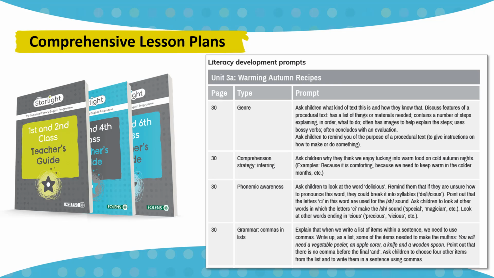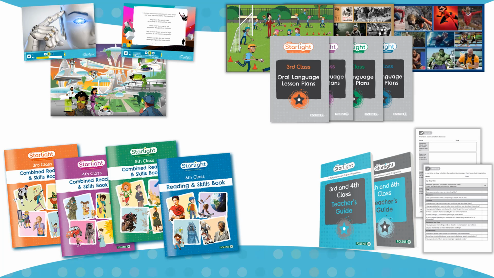They cover important aspects of literacy such as author intent, comprehension strategies, word study, phonics and grammar. With Starlight 3rd to 6th, you have a completely integrated literacy programme that meets all of your curriculum needs and gives you the most comprehensive support for teaching oral language of any literacy programme.